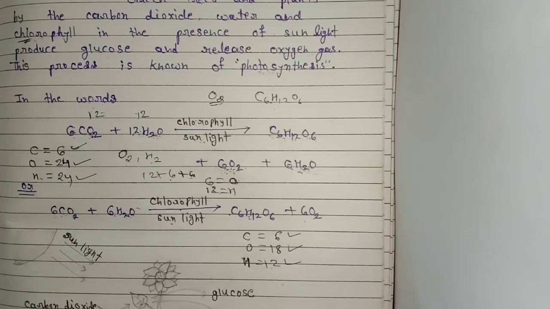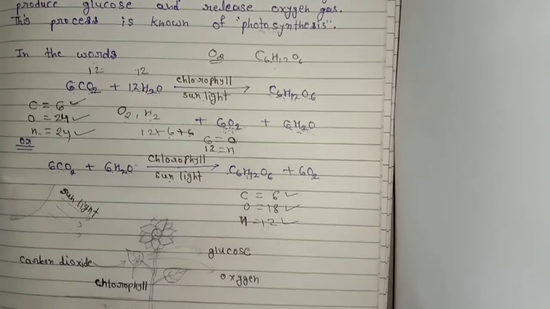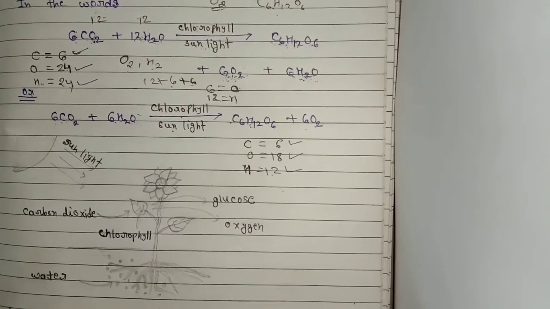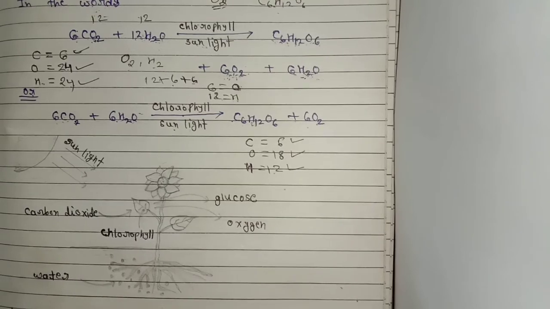I hope you are understanding the perspective of photosynthesis. We learned what process goes on in photosynthesis, we learned about the equation, and we derived it. Now let's understand through an image how the process of photosynthesis happens in trees and plants.